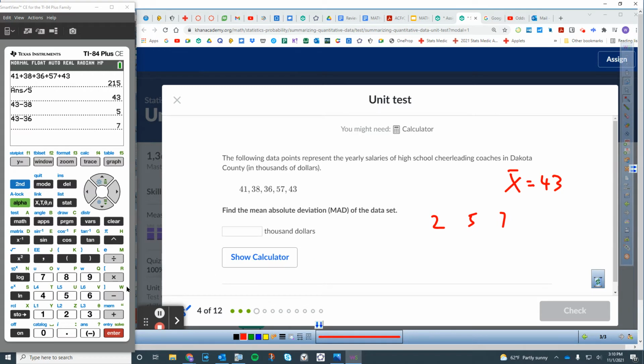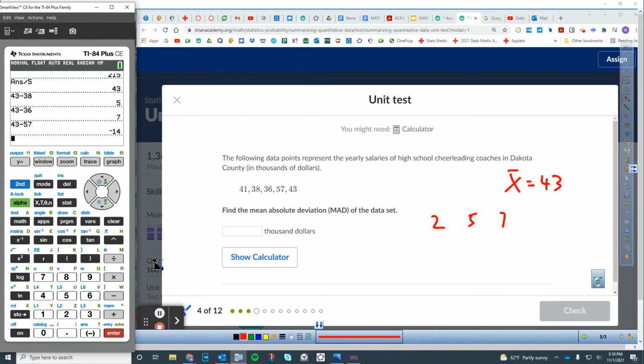And then even if I have 43 minus a bigger number, 57, it gives me a negative 14. I don't need the negative. I just write down the positive number 14. And 43 minus 43 is 0. And then we add it all up. Add up all the differences divided by the number of data. So 2 plus 5 plus 7 plus 14 plus 0. Right, you have to count the 0, divided by 5. So the answer here is 5.6.